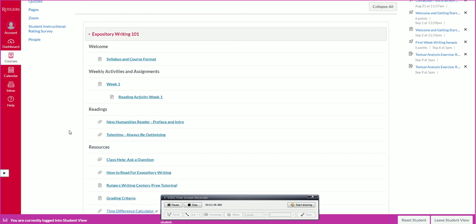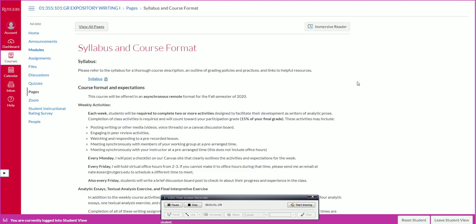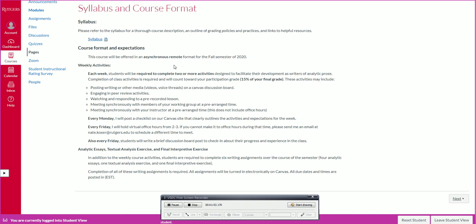But let's take a look at the syllabus and the course format, okay? As you all know, this course is asynchronous remote, right? And every week you will be required to complete 2 or more activities designed to facilitate your development as writers of analytic prose. Okay, and so that's required. It'll count towards your participation grade.